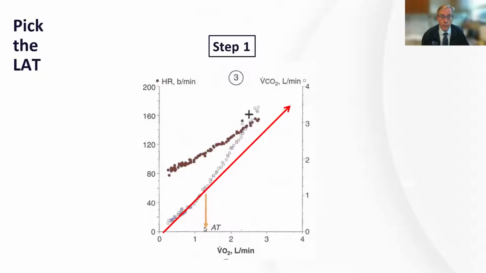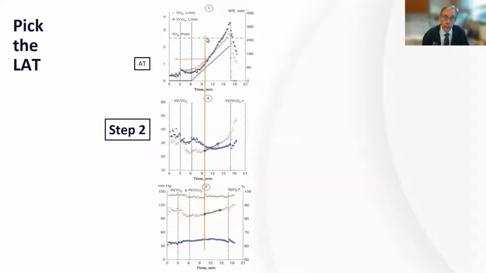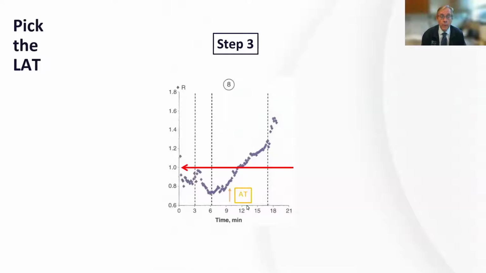This would be the first one where you pick the 45-degree angle, bring it up against here, pick that AT, 1.2, come back to panels 1, 4, and 7, and verify that the ventilatory equivalent for oxygen is going up at the time that CO2 is stable or decreasing. And that's where the end tidal oxygen starts to go up. Those are all physiologic ramifications of an anaerobic threshold: additional CO2 output, bicarbonate buffering lactate, and evidence that lactate is being produced during exercise.